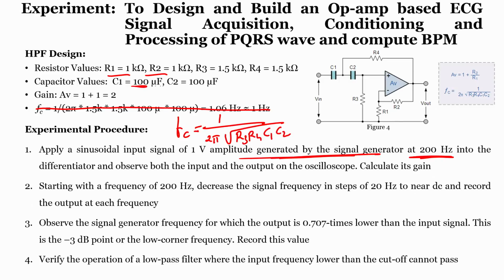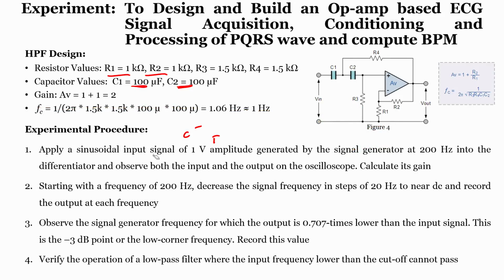Now, C1 equals C2 and R3 equals R4. So, we can consider the equation as 1 by 2 pi square root of R square C square, or 1 by 2 pi R C. This is how you calculate it, which is close to 1 hertz. We will see in the experiment. Do not worry if there is some error, we will rectify it in the experimental portion.